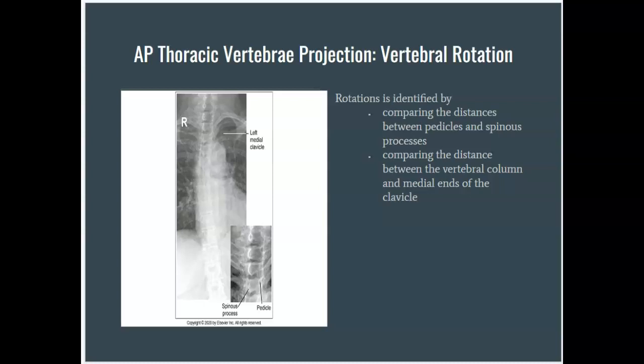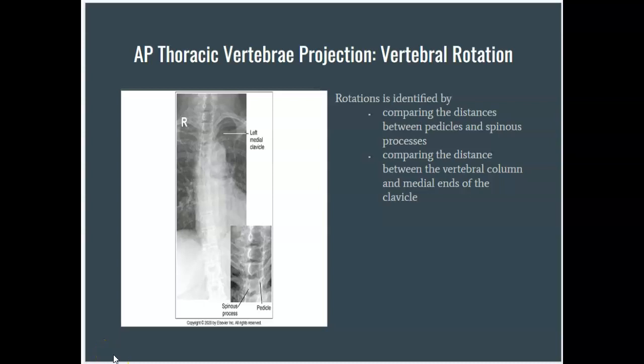So the distances between the sternoclavicular ends should be equal, as well as the pedicles and the spinous processes. If one side demonstrates a longer distance, or one is foreshortened and one is elongated, there is vertebral rotation present. The side demonstrating a larger distance is the side of the patient positioned closer to the IR.